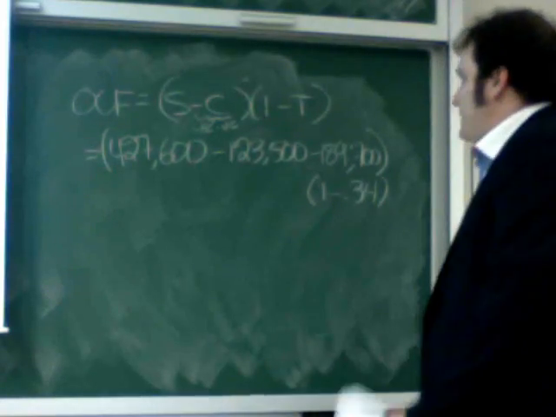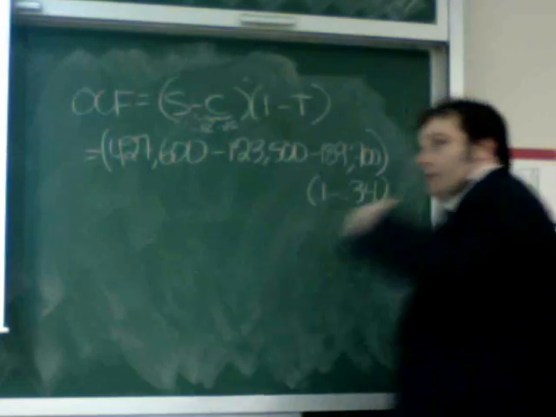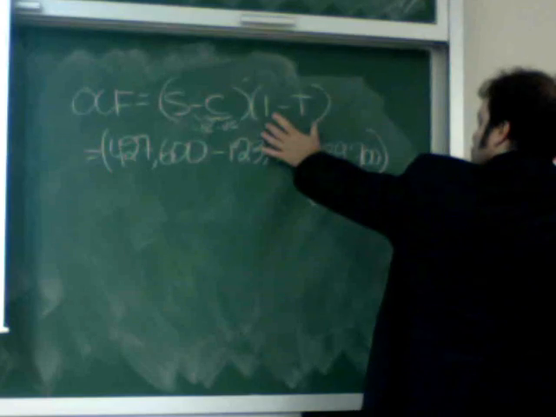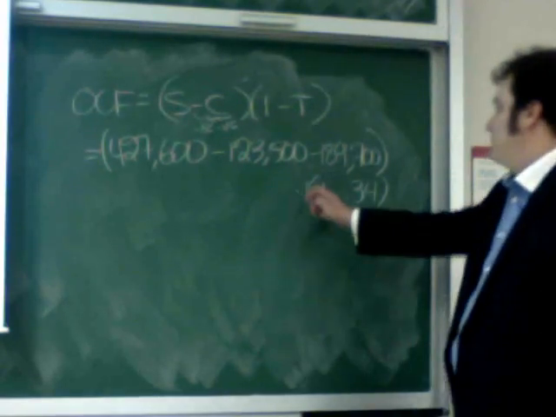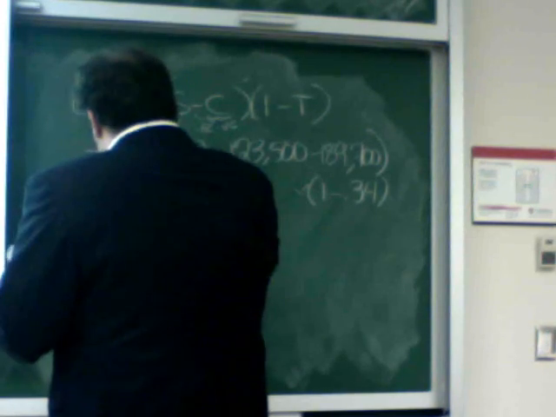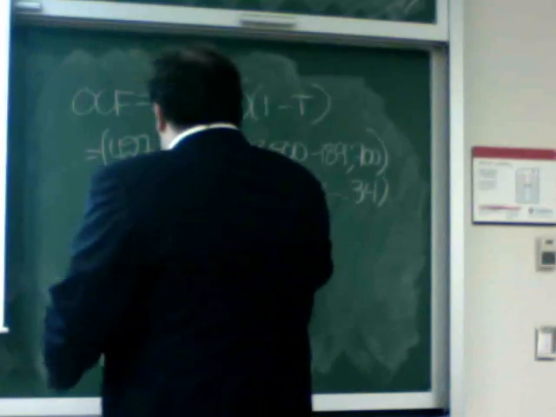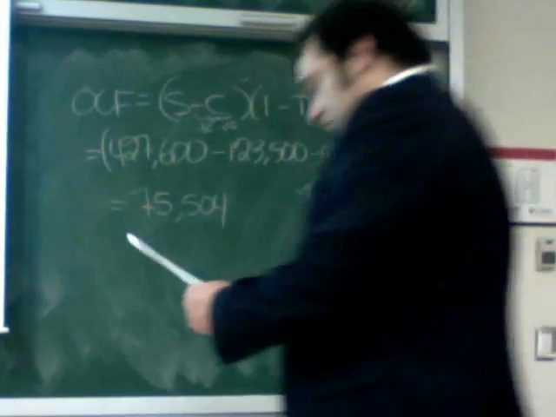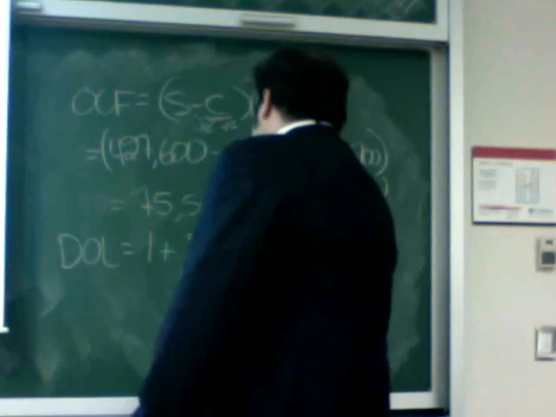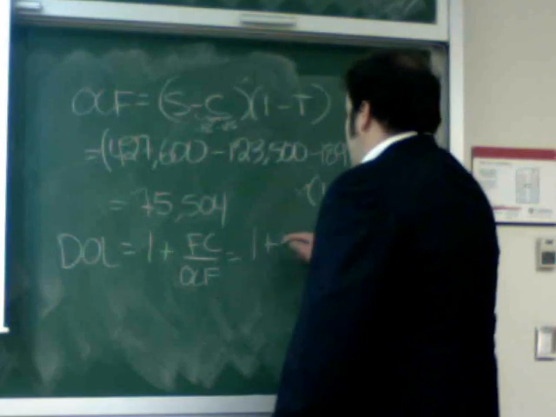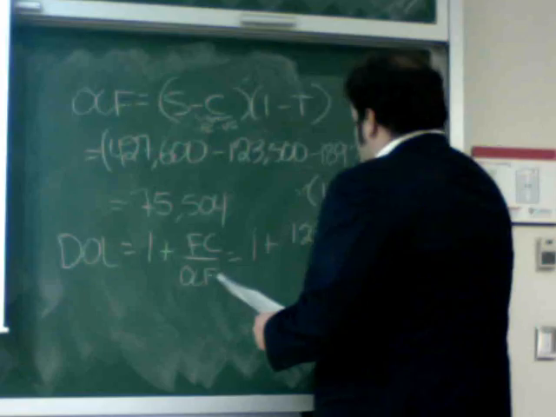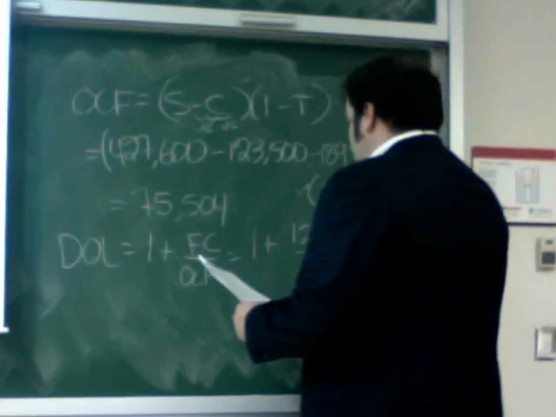And you need to remember that operating cash flows are always after tax. Anytime you multiply something by 1 minus t, you're converting it from a pre-tax amount to an after-tax amount. So that's why you got the times 1 minus 34 here. And that gives you an operating cash flow of 75,504. So now you can just plug the numbers into the degree of operating leverage formula, which is 1 plus the fixed costs divided by the operating cash flow.